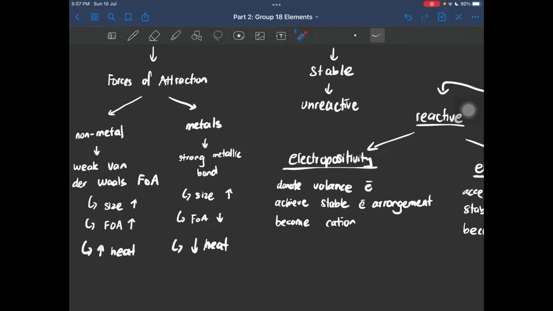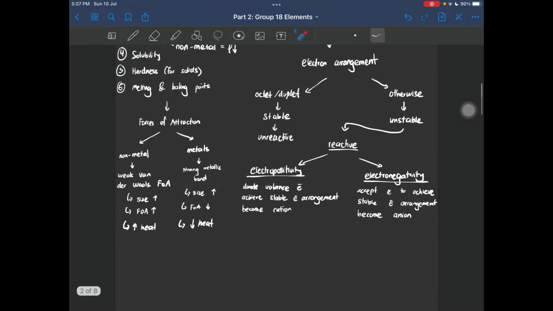But for metals, when the size of the metals increases, the forces of attraction will actually decrease. Strong, decrease is the opposite. Weak, increase. Strong, decrease. And when the forces of attraction between the metals decrease, then less heat is required to overcome those forces of attraction. Therefore, when the size of the metal increases, the melting and boiling point will decrease. And this is because the forces of attraction will decrease.